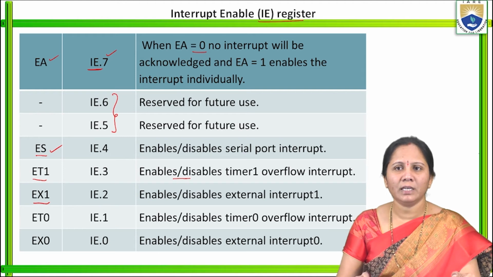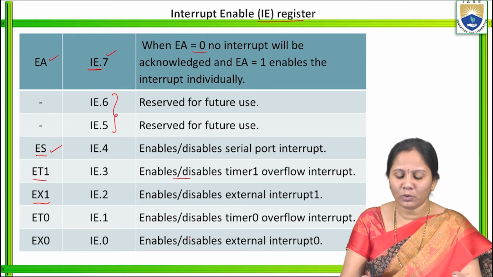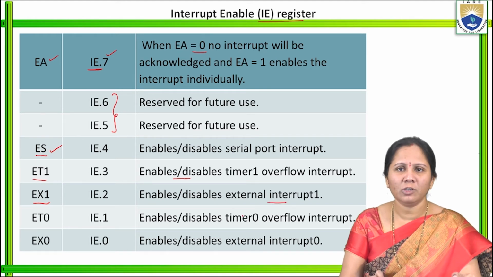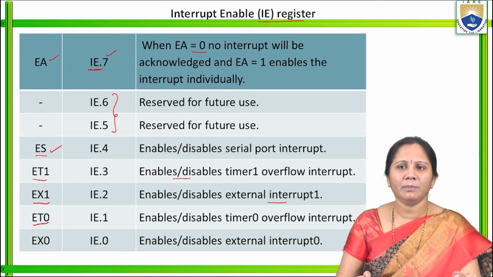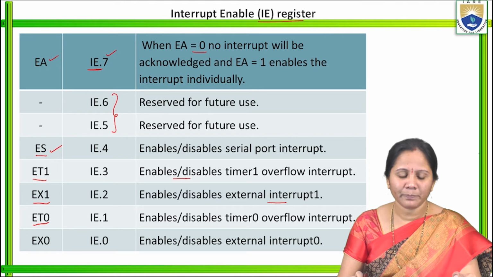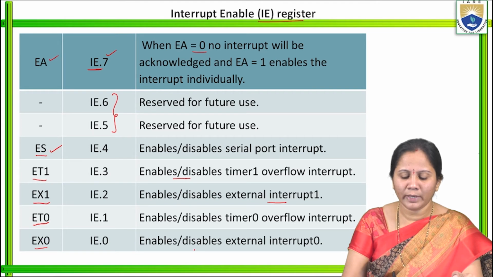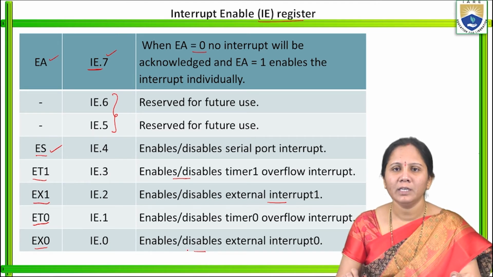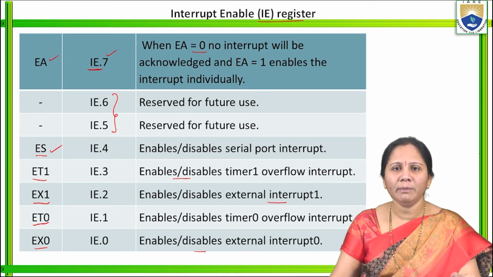It is related to the external interrupt. If that bit is 1, it is going to enable the external interrupt 1. If it is 0, it is going to disable the external interrupt 1. The next bit is ET0. That particular bit enables or disables the timer 0 overflow interrupt. And the last bit is EX0. That bit is used to enable and disable the external interrupt 0. If EX0 is 1, it is going to enable the external interrupt 0. If EX0 is 0, it is going to disable the external interrupt 0.